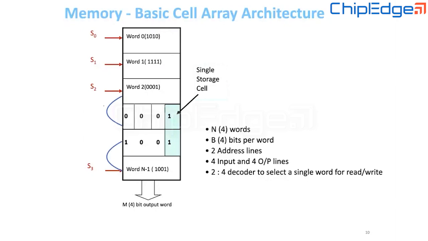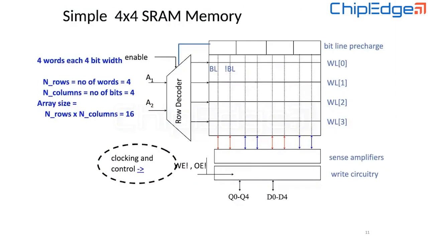To select one out of these words, I will need 2 address lines, and I will put a decoder in place, which will tell me that if my address line has 00, then select the 0th row. If my address line has 11, select the last row, the third row. For example, 0, 1, 2, 3 is the row number, right? So this is a very basic array architecture that anyone can imagine when we talk about memory: there will be words stacked over each other, and each word will have its own bits. But this kind of basic architecture starts to create some problems, which we will talk about later.